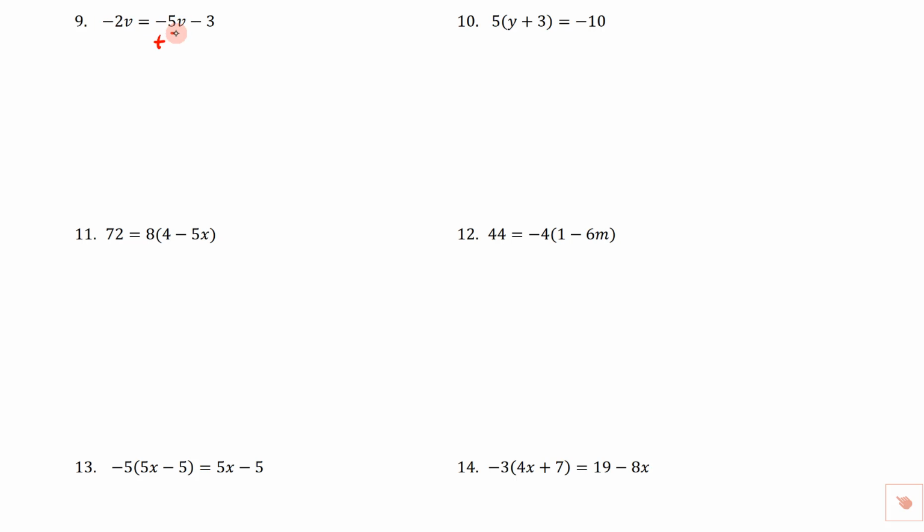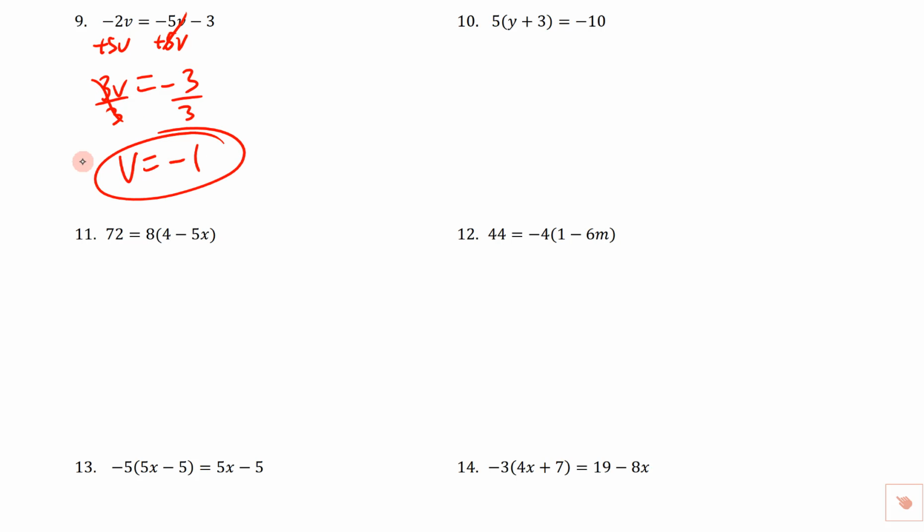And to do that, we're going to do the opposite of what we've got here. We're going to do the additive inverse, it's called. So we're going to add 5v here, and we're going to add 5v here. Those will cancel. That'll leave a -3, and then -2v plus 5v is 3v, and then we're going to divide both sides by 3. So those are going to cancel, and we end up with a -1 right there.